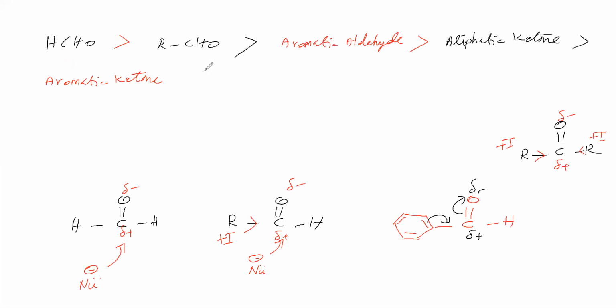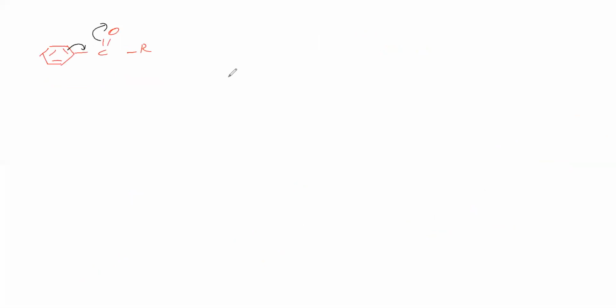Then we will take the acid halide. How will the nucleophilic addition tendency be for this acid halide? Let's see. Acid halide, for example, RCOCl. Here Cl has 3 lone pairs, so resonance is possible like this.